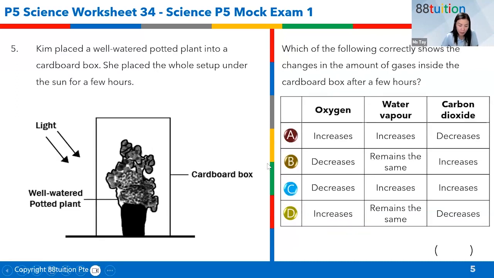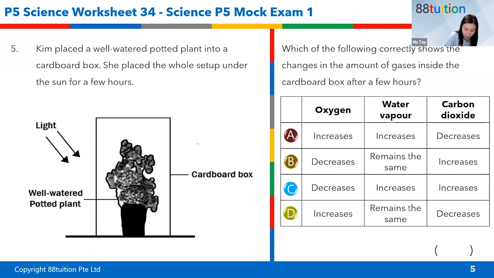Next one. Question 5. Kim placed a well-watered potted plant into a cardboard box. She placed the whole setup under the sun. So what do you observe here? The cardboard box, it's like the whole thing is enclosed, right? Which of the following correctly shows the changes in amount of gases inside the cardboard box after a few hours?